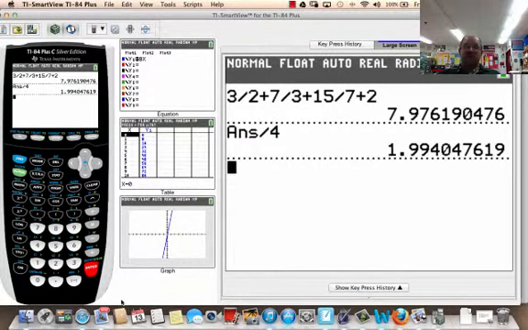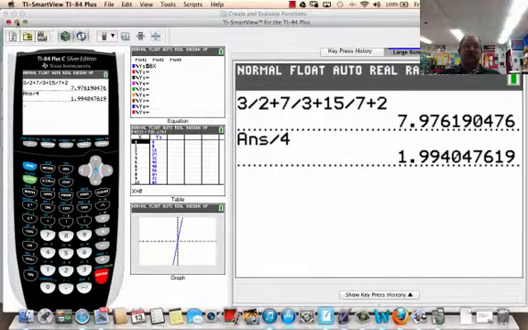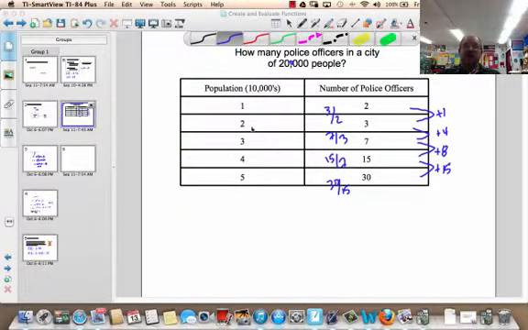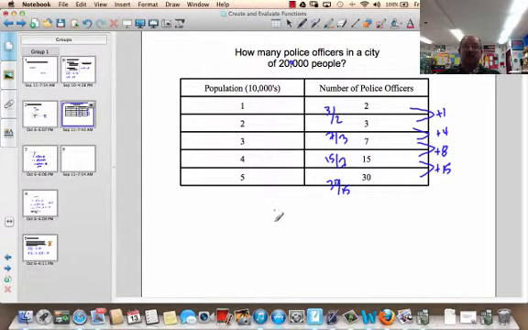We have 4 numbers, so I'm just going to divide by 4: 1.99. So pretty darn close to a rate of change of 2 as we work our way through there. So pretty close to 2. Let's put that down there. So my rate of change we're going to say is approximately 2. We'll be real specific and say 1.99.